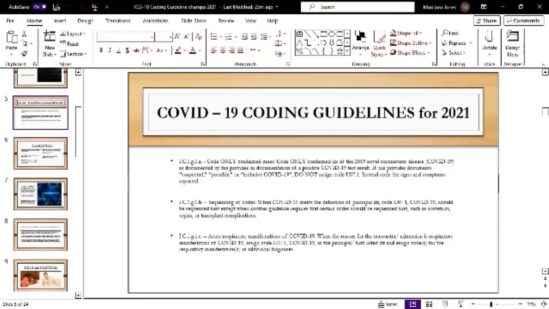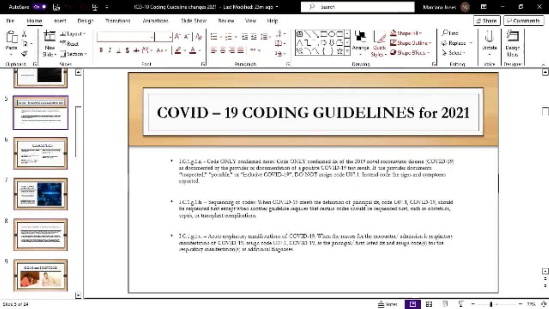So again, I'll say it to you. If the provider documents suspected, possible, or inconclusive COVID-19, do not assign U07.1. Instead, code the signs and symptoms reported.